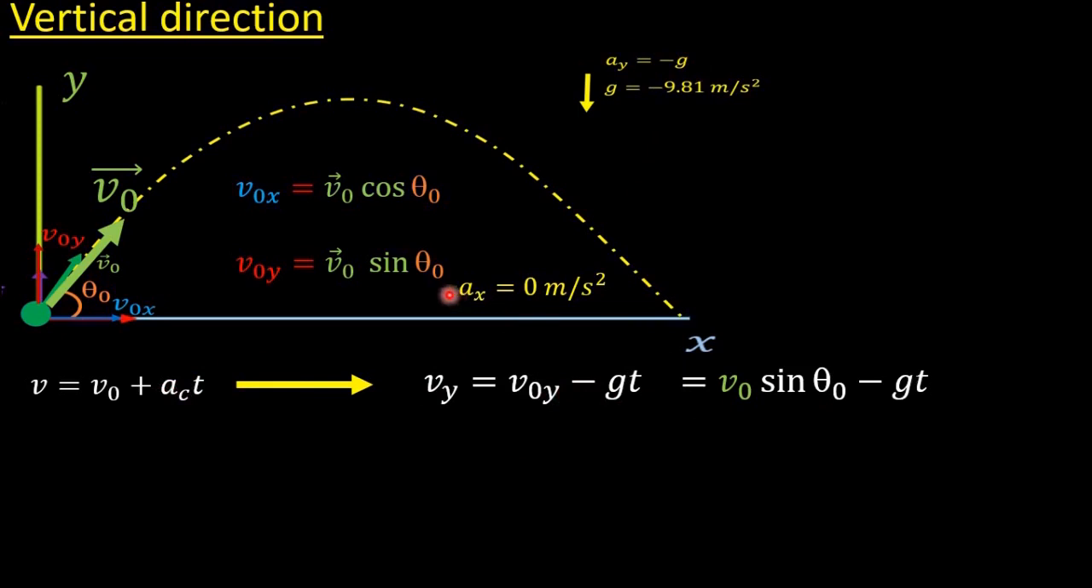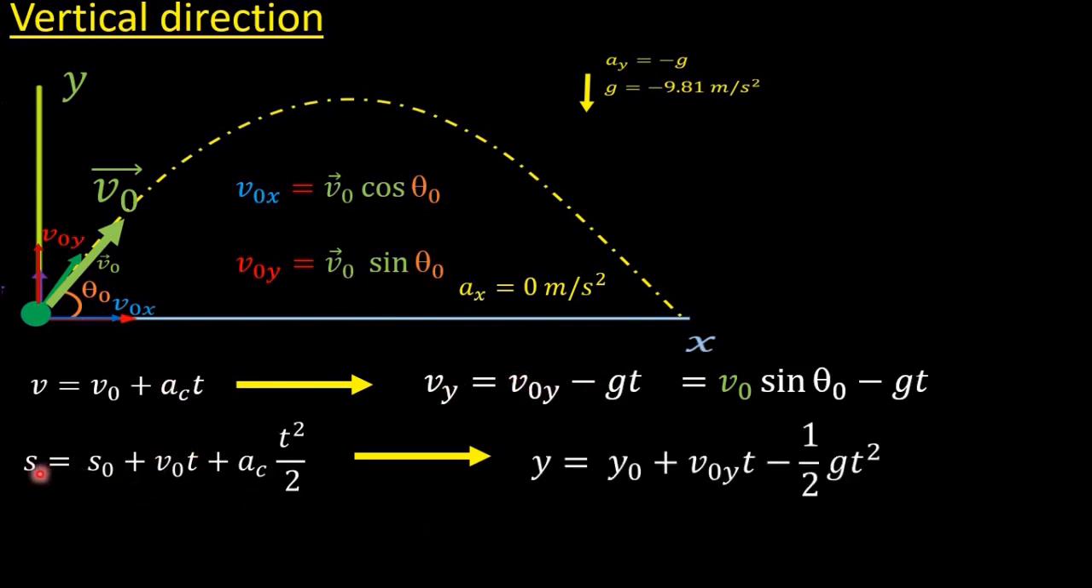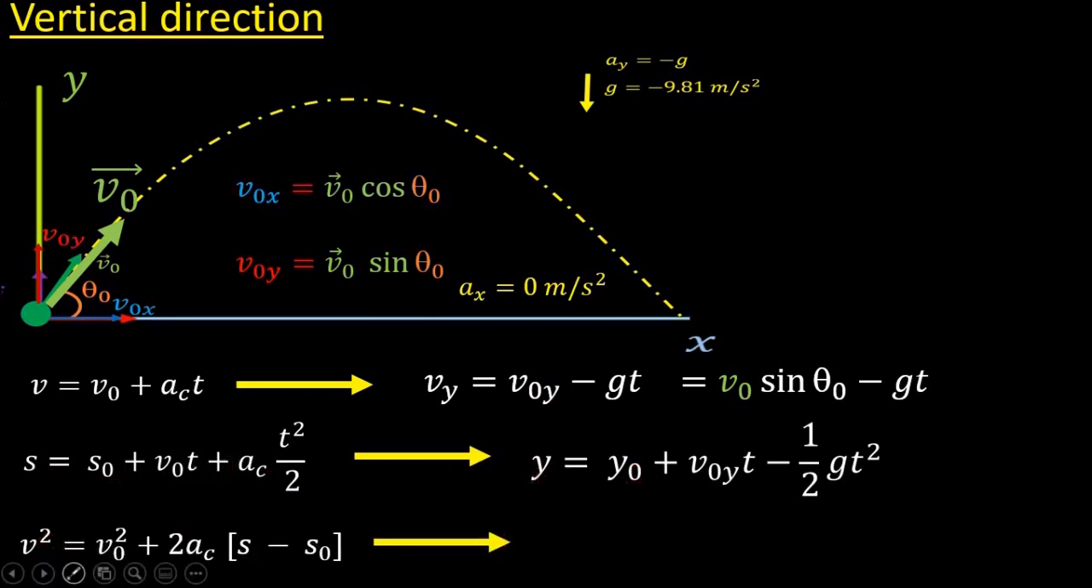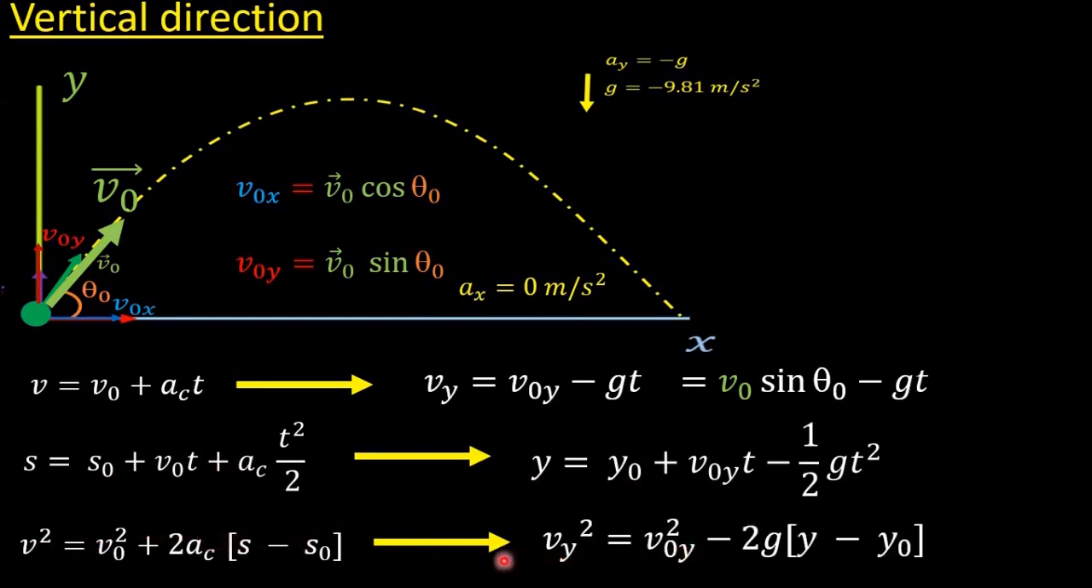So again, making those substitutions in, I substituted v sub 0y with this here. And then if I apply my other equation, I get this. I've replaced position s with y, so that's our y position, initial y position. Now if we apply our other equation, which is v squared equals v0 squared plus 2a times s minus s0, we apply it like this.